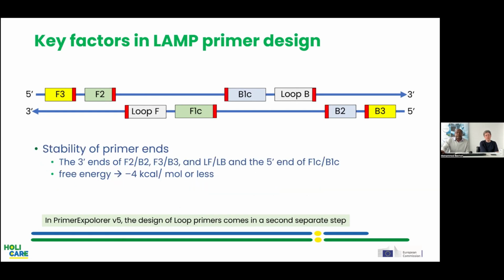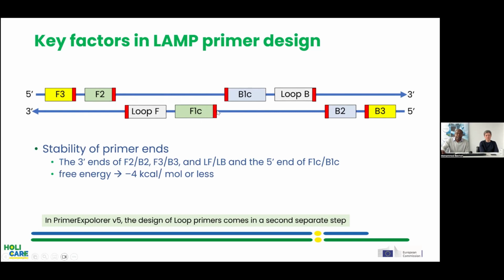Later, another factor that Primer Explorer considers in its design is how the 3' ends of your primer should be, and what is called the stability of the primer ends. These important ends could be 3' ends. So that's for the F3, F2, for the B3, B2, but also for the loop primer. But for the most inner primer here, most important are the 5' ends.